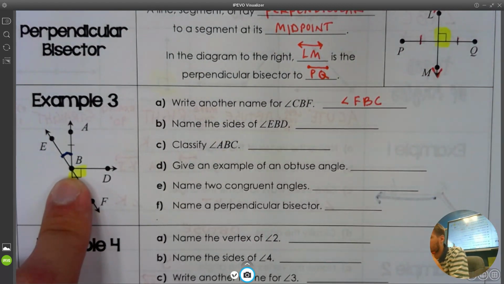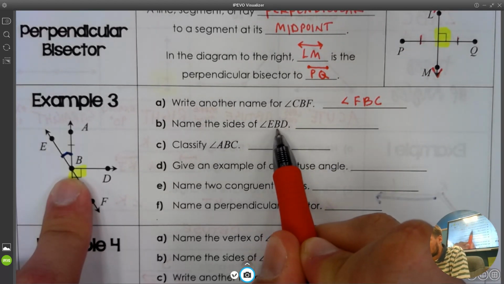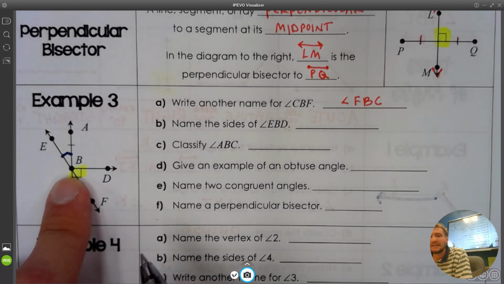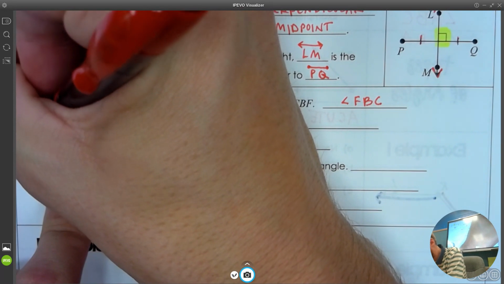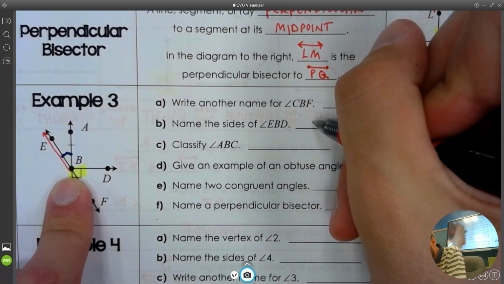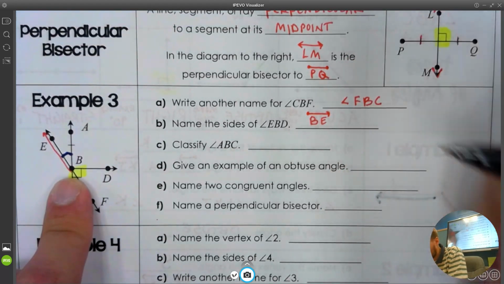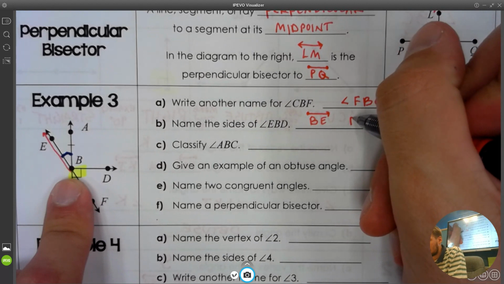So make sure we're talking about EBD. We only use those three letters, E, B, and D. But I think you pretty much got it, okay? We've got from B to E, that's this part here. That's going to be ray BE. Make sure B comes first. And what's the other one going to be? Ray BD is correct.